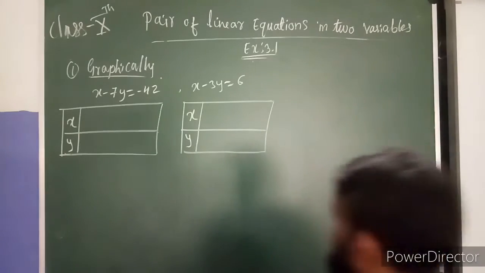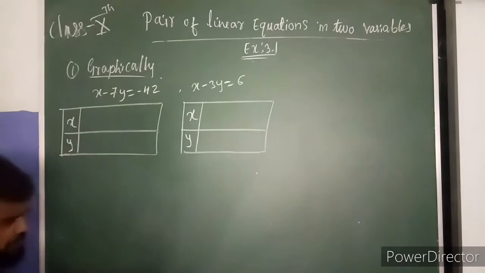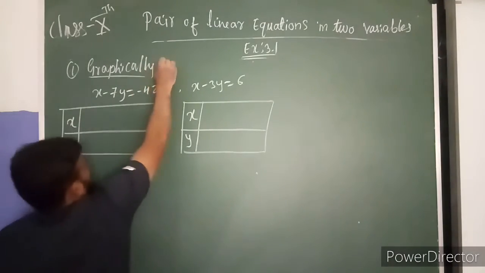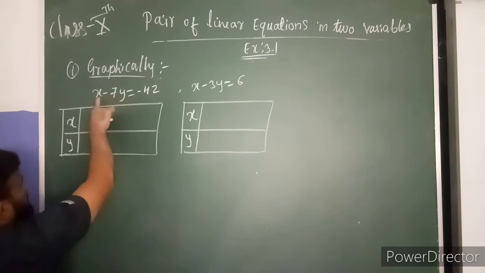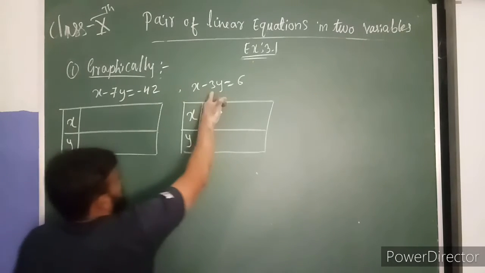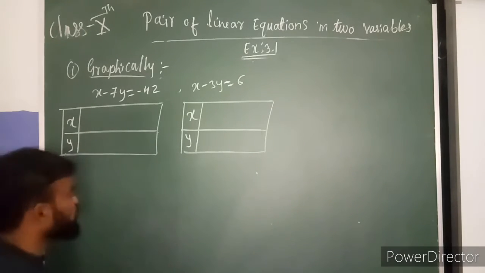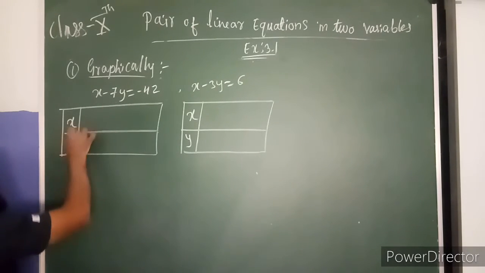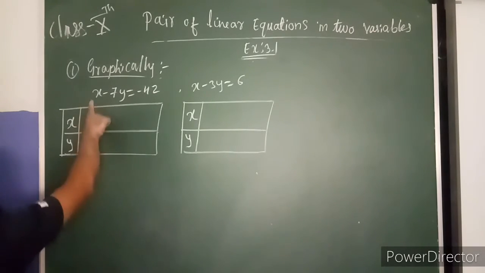Now I have taken the graphical method for the first sum. We solved the previous one by the algebraic method. Now the graphical method. So the first equation is x minus 7y is equal to minus 42. After that, the second equation is x minus 3y is equal to 6. For equation 1, we have to put x values and y values. What should we take, the x value or the y value?